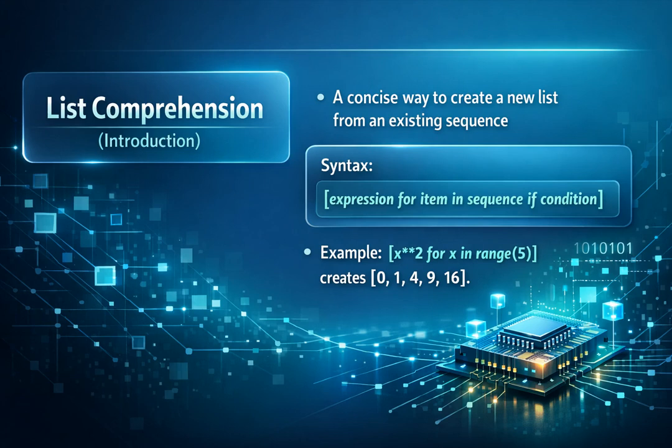List comprehension provides a concise, readable way to create a new list. The syntax is an expression followed by a for clause and an optional if clause, all inside square brackets. For example, a list of squares can be created as x squared for x in range(5), which gives 0, 1, 4, 9, and 16.